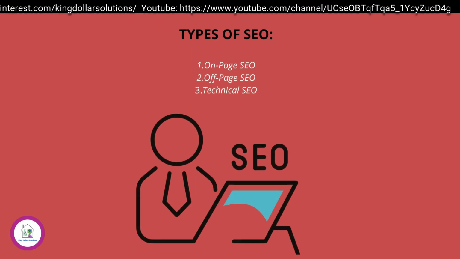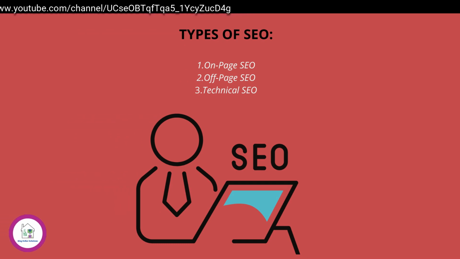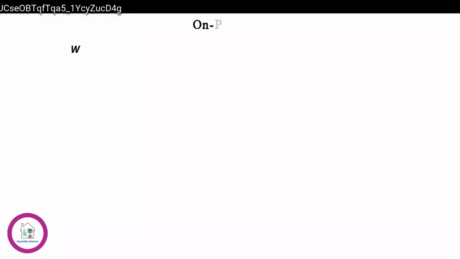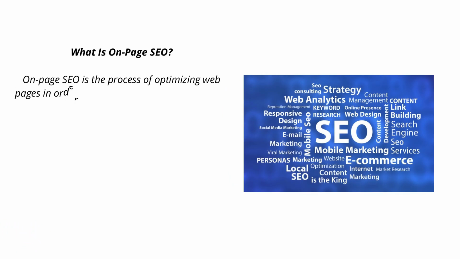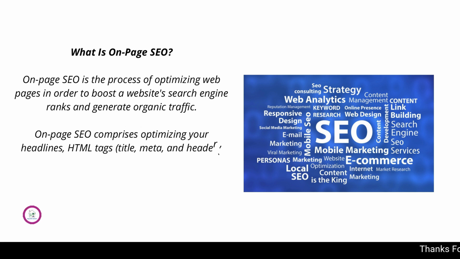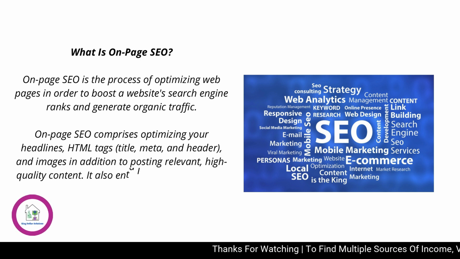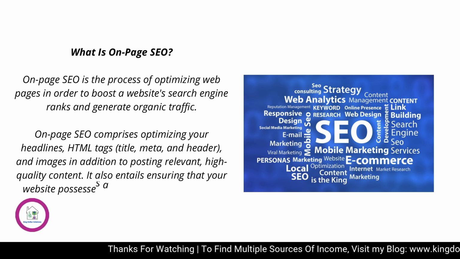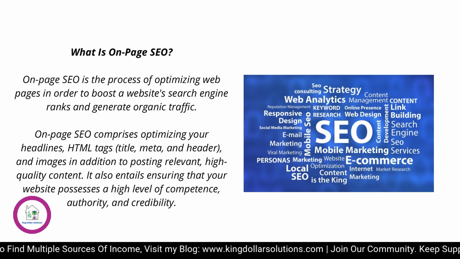Types of SEO. 1. On-Page SEO. 2. Off-Page SEO. 3. Technical SEO. On-Page SEO. What is on-page SEO? On-page SEO is the process of optimizing web pages in order to boost a website's search engine ranks and generate organic traffic. On-page SEO comprises optimizing your headlines, HTML tags, title, meta, header, and images, in addition to posting relevant, high-quality content. It also entails ensuring that your website possesses a high level of competence, authority, and credibility.